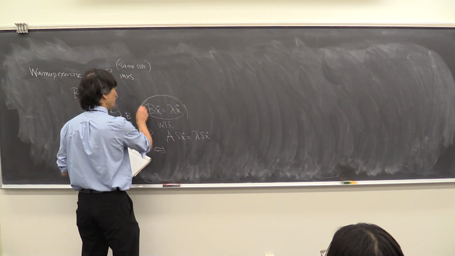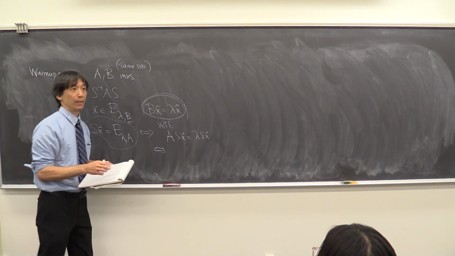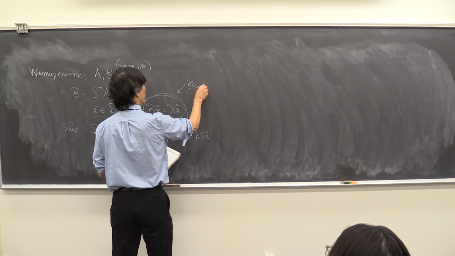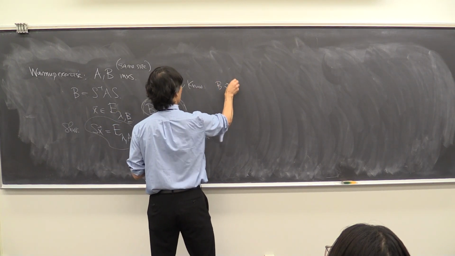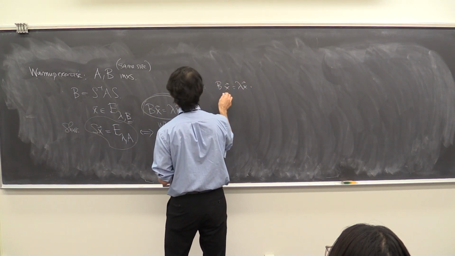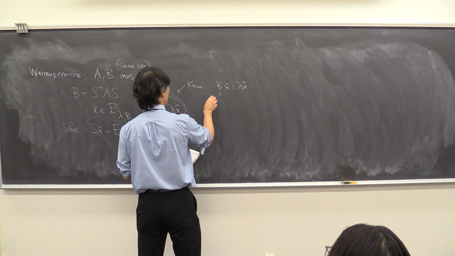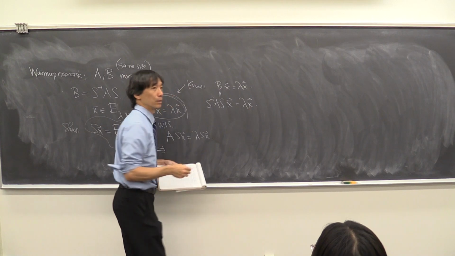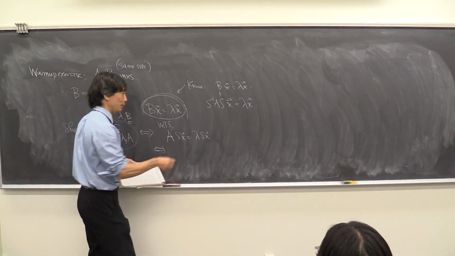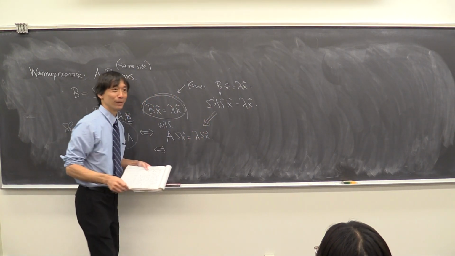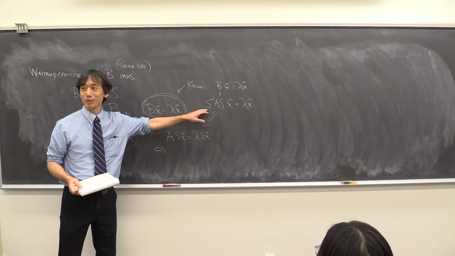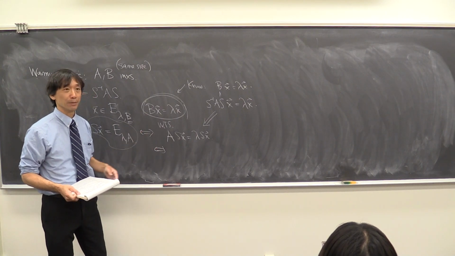And you know that Bx equals lambda x, right? This is what you know. But remember, B is S inverse AS, right? So how do you get from here to here? You multiply by S, right? So just multiply on both sides by S and you're done.